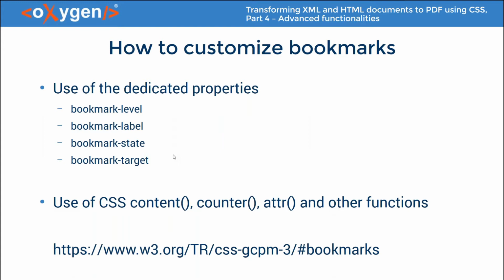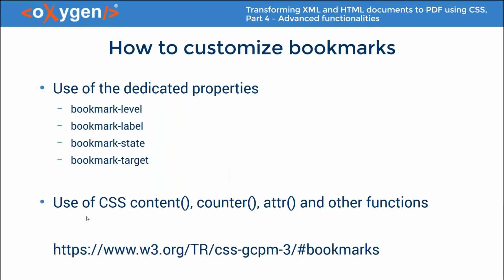So how to customize bookmarks? We can use a set of dedicated properties, which are these 4: the level, the label of the bookmark, the state of the bookmark, and the target of the bookmark. In my example, I will use only the first 2, which I think are the most commonly used: the level, whose value will be a digit, and the label, which obviously will be the text of the bookmark. The target will be the target of the bookmark, and the state is only a value between open and closed. It in fact sets the default value of the bookmarks if you want them to be closed or open.